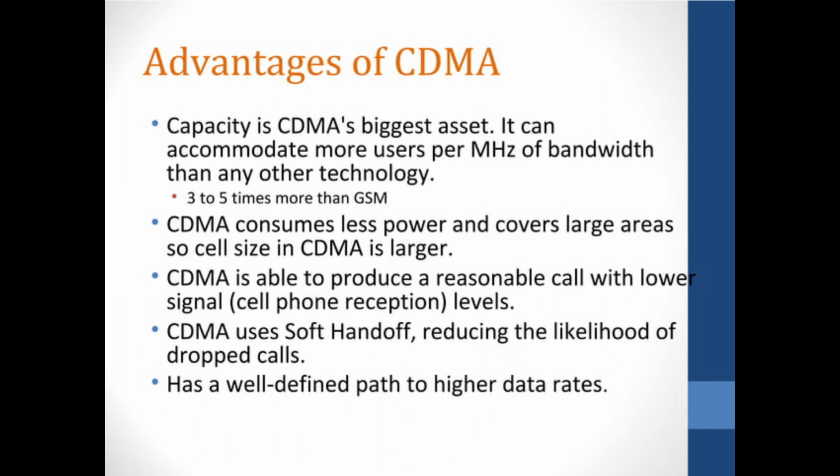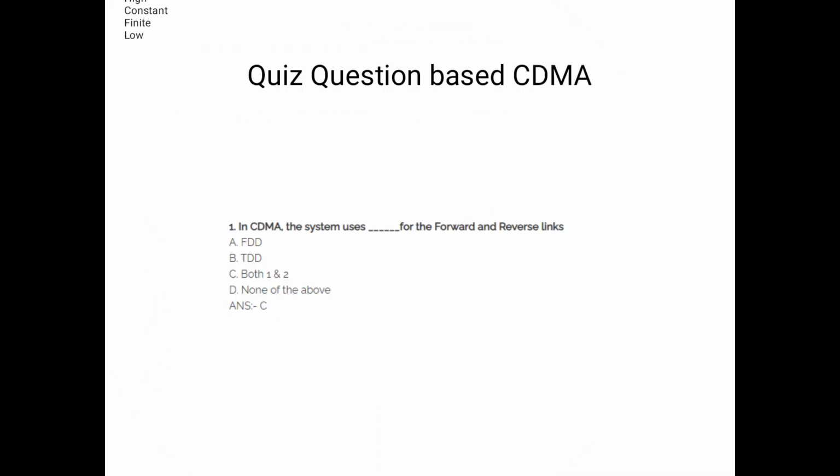Advantages of CDMA. CDMA can accommodate more users per megahertz of bandwidth than any other technology, 3 to 5 times more than GSM. CDMA consumes less power and covers a large area, so the cell size in CDMA is larger. CDMA is able to produce a reasonable call with a lower signal. CDMA uses soft handoff, reducing the likelihood of dropped calls. It has a well-defined path to higher data rates.